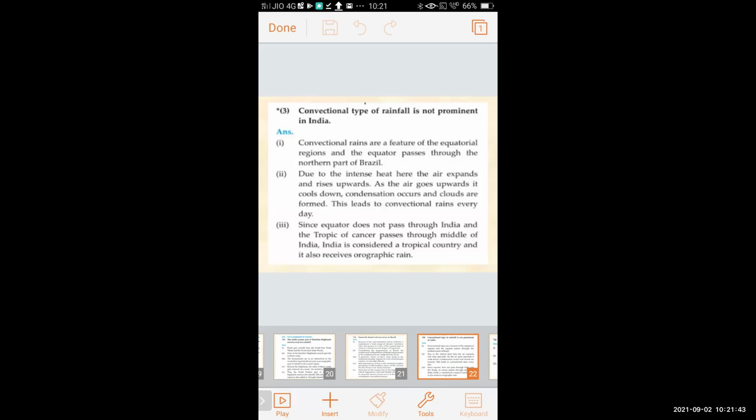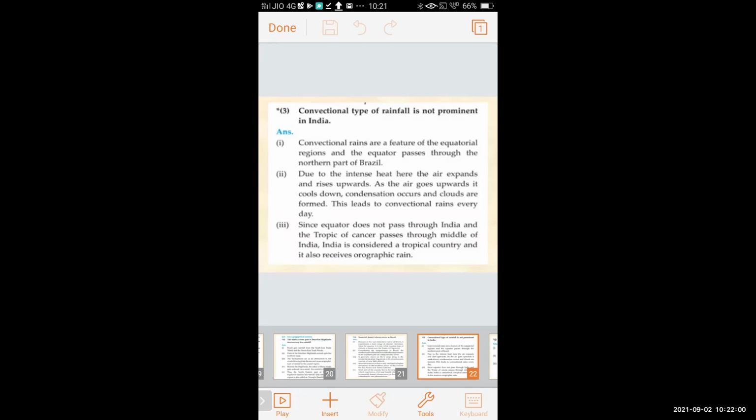Due to the intense heat here, the air expands and rises upward. As the air goes upward, it cools down, condensation occurs, and clouds are formed. This leads to convectional rains every day.